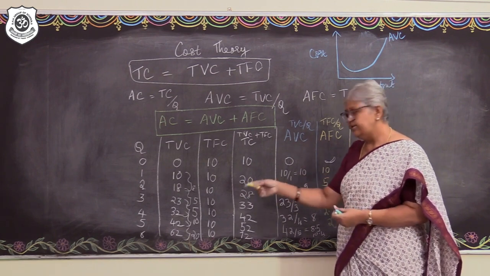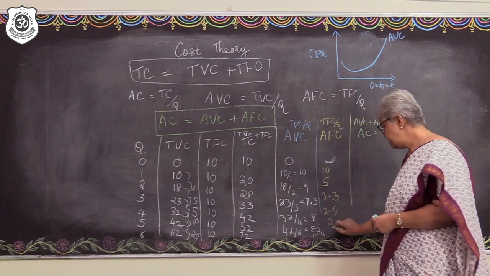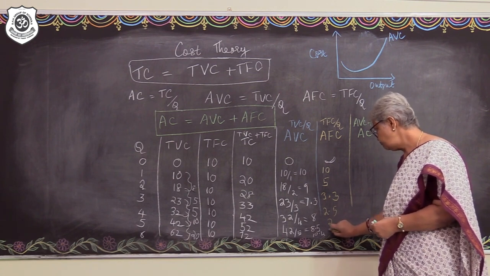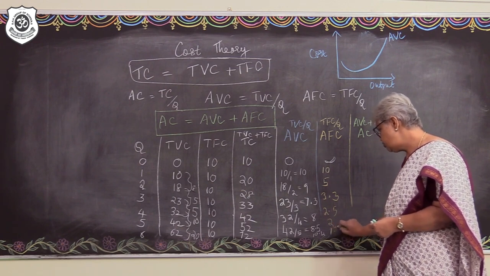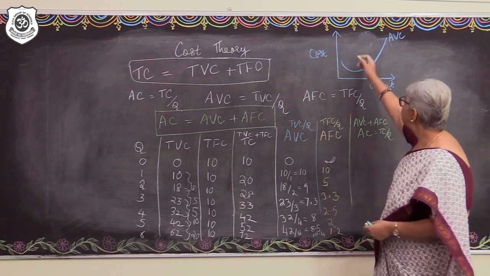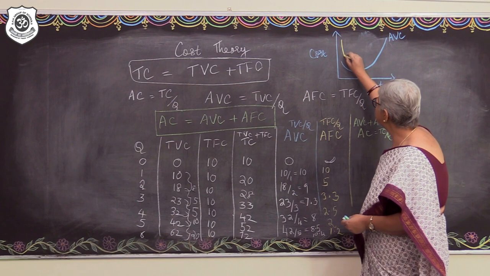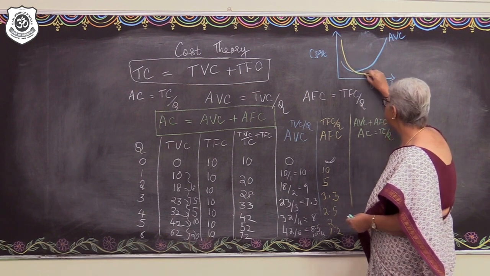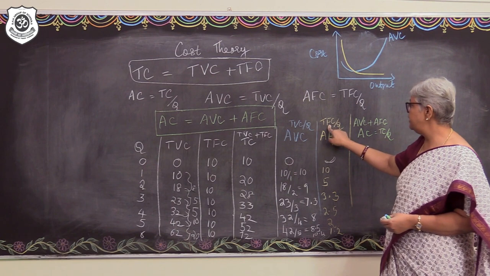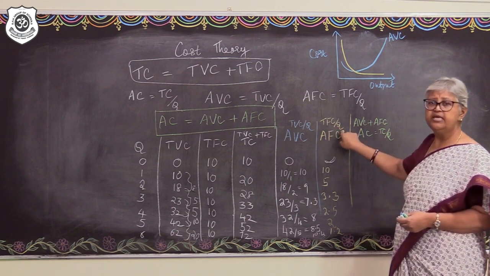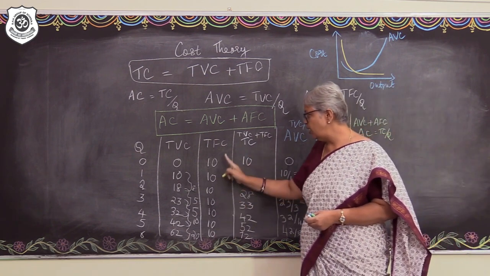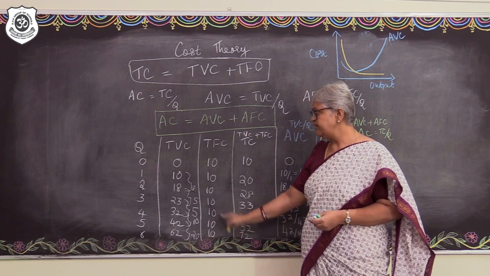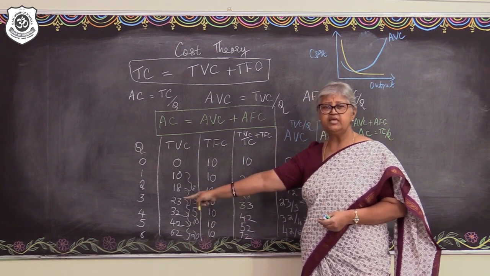What's going to be the next one? 10 by 6, right? 10 by 6 will be 1.2, is it? Right. So what do we understand? Continuously the average fixed cost will fall because the numerator is going to remain fixed and the denominator is going to increase. 10, that is what you see at all the levels of output, right? And output alone keeps increasing.